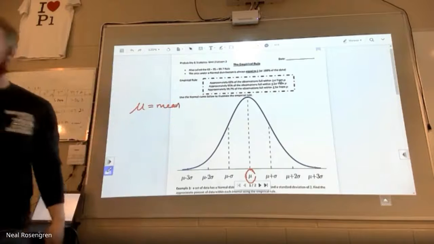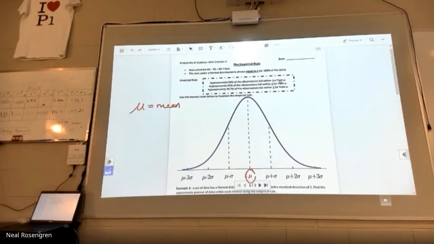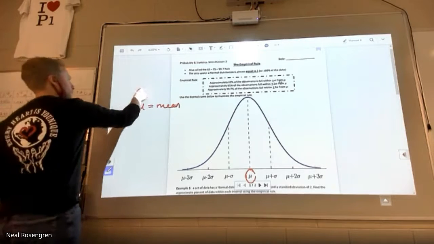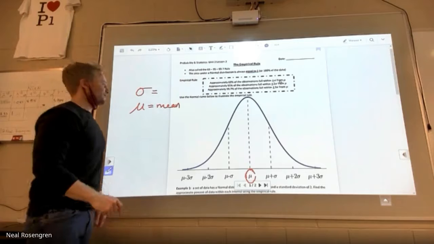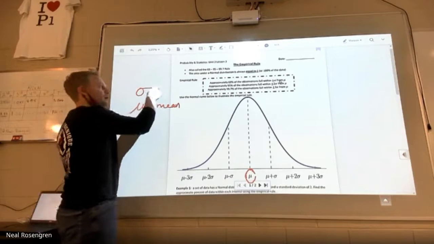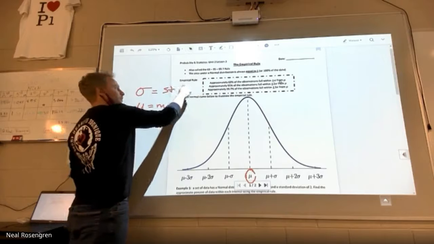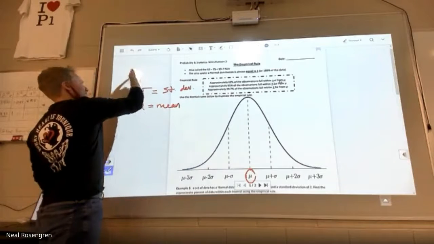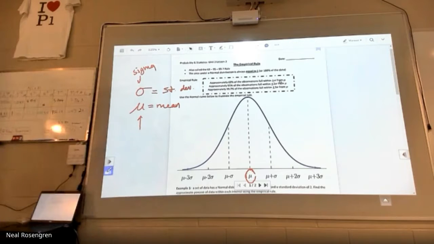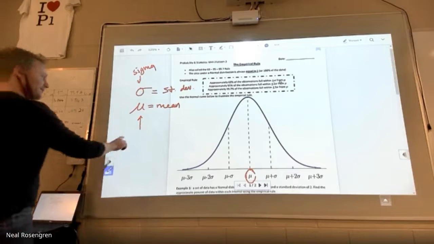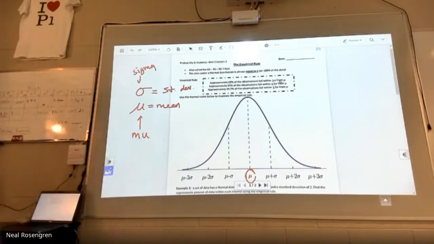What is that symbol? Remember which one that is? Remember the name of it? I don't remember the names of them. Sigma. Nice. The top one's sigma. That represents standard deviation. What's the bottom one? The weird looking U. Mu. That's your mean. Mu, mean, M. Standard deviation, sigma, S.